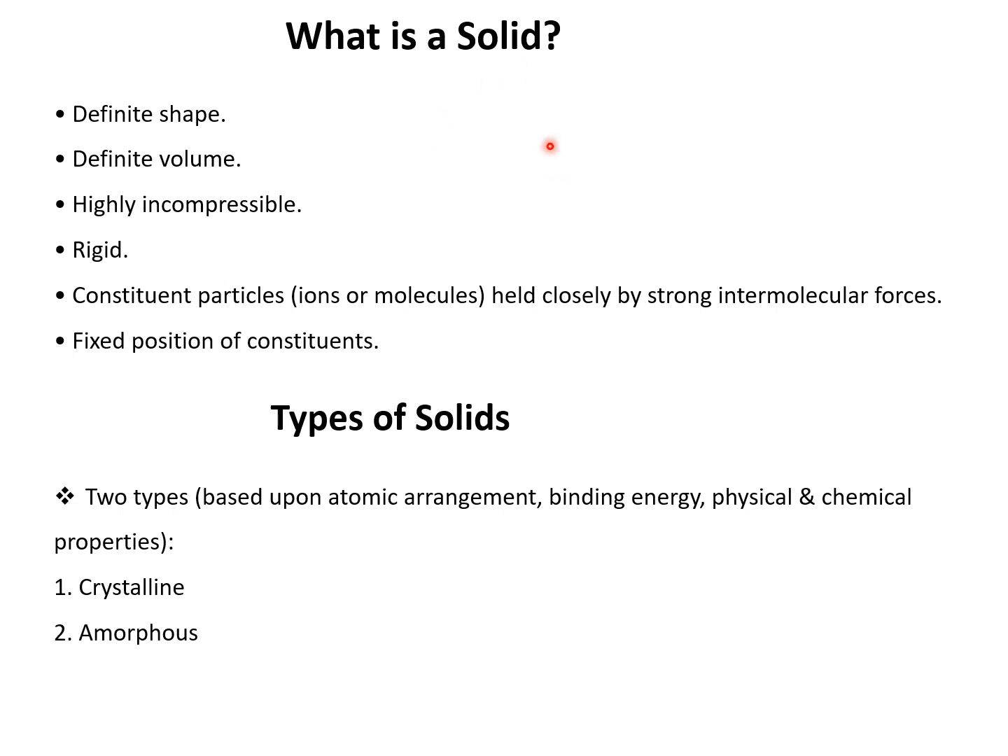So solid, we know very well. It has definite shape, definite volume, highly incompressible, rigid. It constitutes particles, that is, ions or molecules, held closely by strong intermolecular forces. So solids generally have fixed positions of constituents. We know that there are two types of solids. One is crystalline, the other one is amorphous.